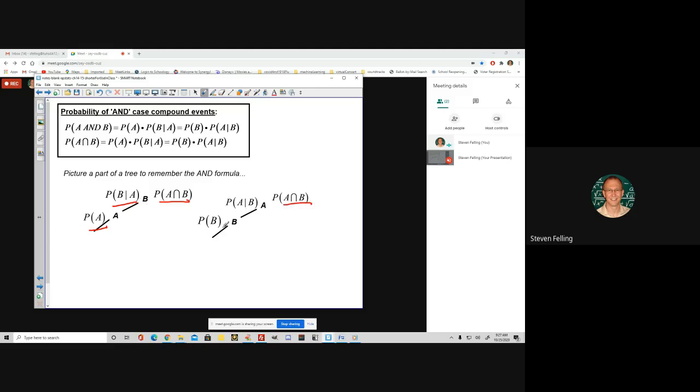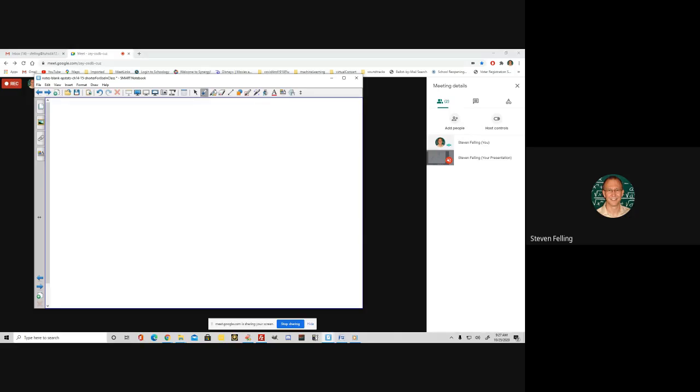The probability of A and B is the probability of B times the probability of A given B. Okay? And then just to compare that for OR, just to tie this up, for OR, I picture a Venn diagram. The general case is if they overlap. So if I have A, B, the probability of A or B is the probability of A plus the probability of B, and then minus the overlap of A and B.